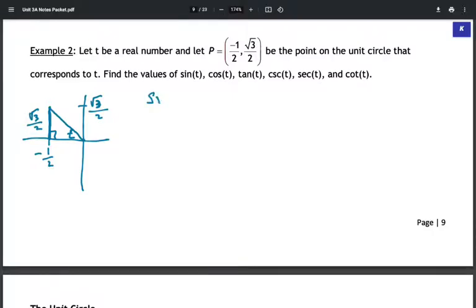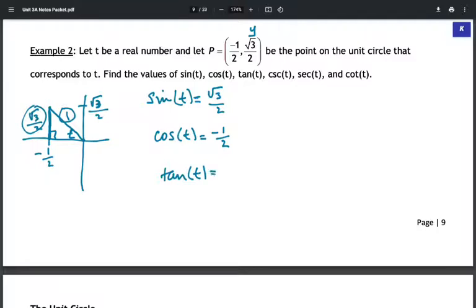So now we're going to do our 6 trig functions. So sine of t will be the y value of that ordered pair, so square root of 3 over 2, because again our radius is 1 and we're doing the opposite over the hypotenuse. Cosine of t is the x value, so it'll be a negative 1/2. Tangent of t equals opposite over adjacent, or y over x, and so it'll be square root of 3 over 2 over a negative 1/2. Whenever you work this out, the 2's will cancel out. So you'll end up with the square root of 3 over negative 1, or just negative square root of 3.